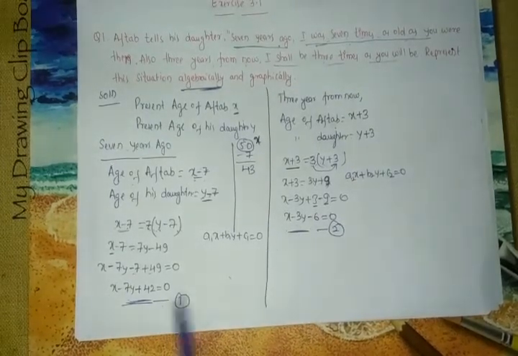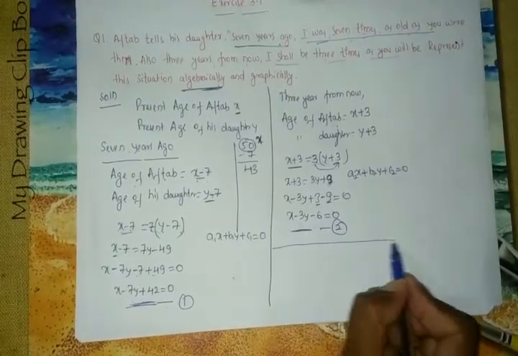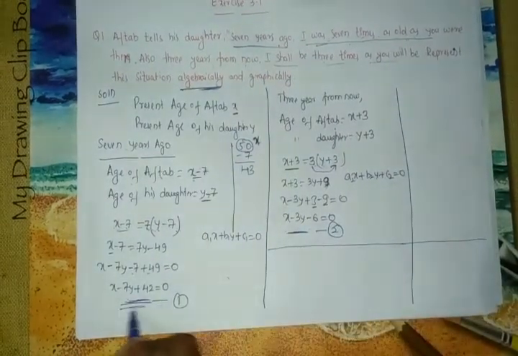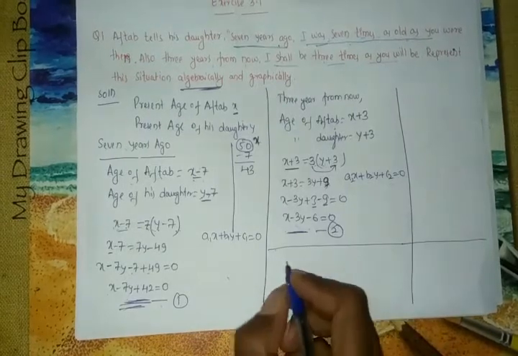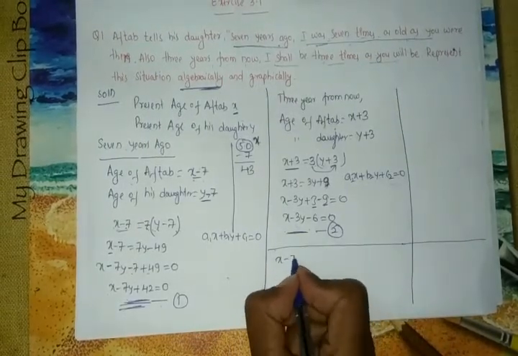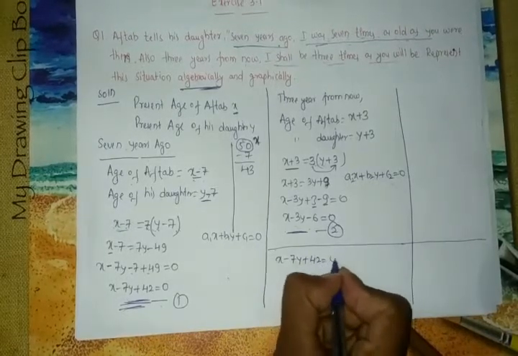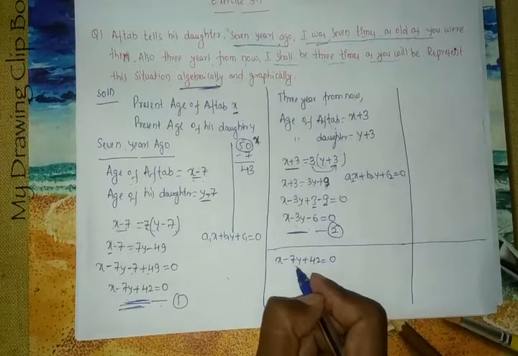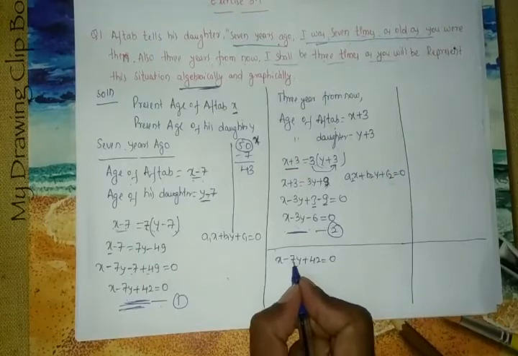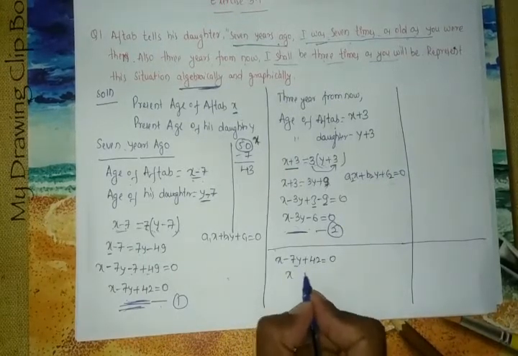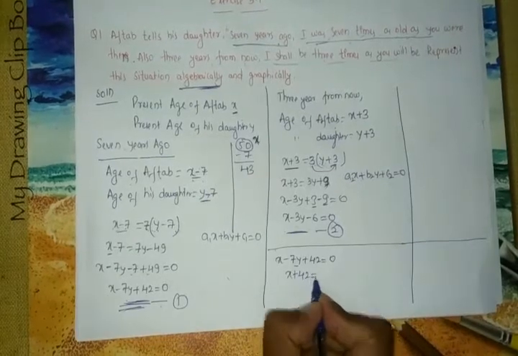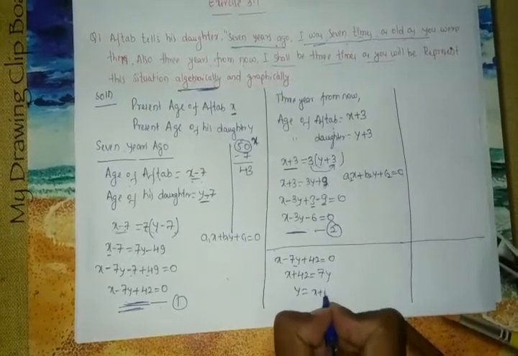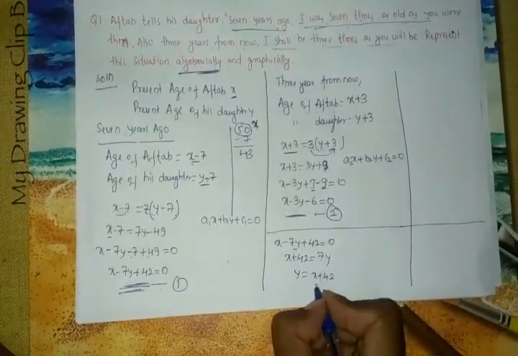To represent these two equations graphically, I will try to get the coordinates. For equation 1, the equation is x minus 7y plus 42 equals 0. I will try to get the entire equation in terms of x. So 7y, if it goes to the RHS, it will be x plus 42 equals 7y, or y equals (x plus 42) divided by 7.